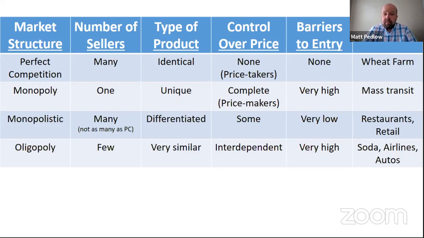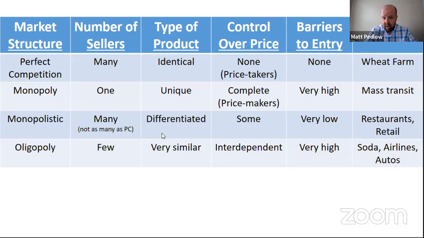Monopolistic: many firms, but not as many as perfectly competitive firms, right? There's a lot of restaurants out there. Keyword, this one right here: differentiated. If they said there's a bunch of firms and they're all differentiated, what type of market structure? You would have to know that, and that's fair game. And so you'd say it's a monopolistic firm.